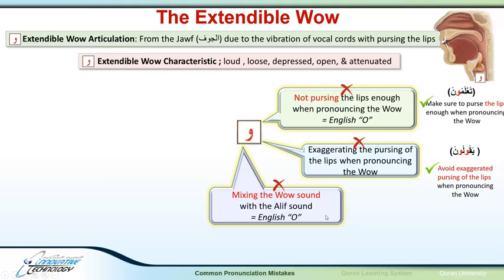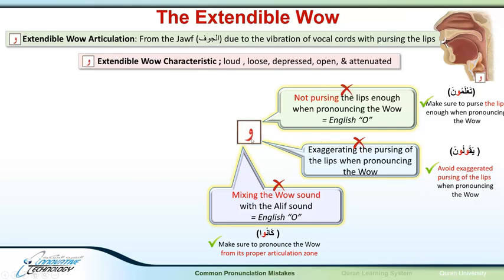English O. An example of that mistake is كانوا, while we should pronounce it as كانوا, not O. And let's listen to Sheikh al-Husari here. كانوا. كانوا. So make sure to pronounce the waw properly and not altering it into an O by mixing it with an alif and reducing its pursing.